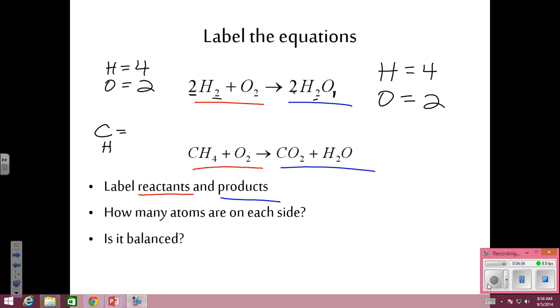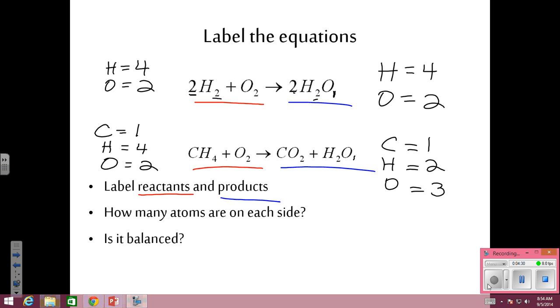Okay, let's go to the next one down below. Carbon, hydrogen, and oxygen on each side. And we'll have to see how many we have here. So to start on this side, we have 1 carbon, 4 hydrogens, and 2 oxygens. On the right side, we have 1 carbon, 2 hydrogens, and 2 plus that imaginary 1, we have 3 oxygen. So this equation definitely is not balanced. We're going to have to fix it.